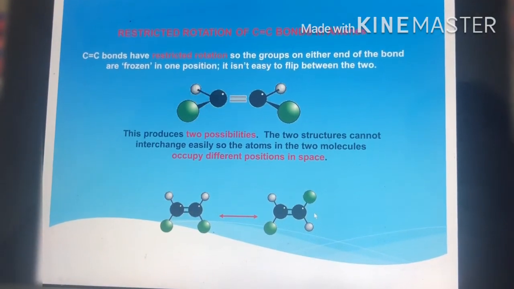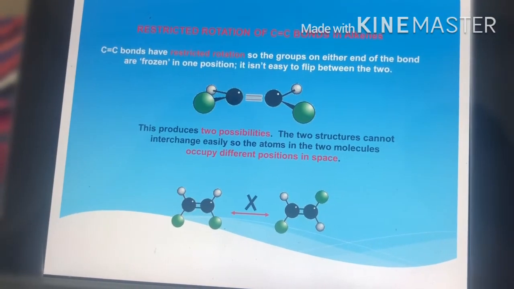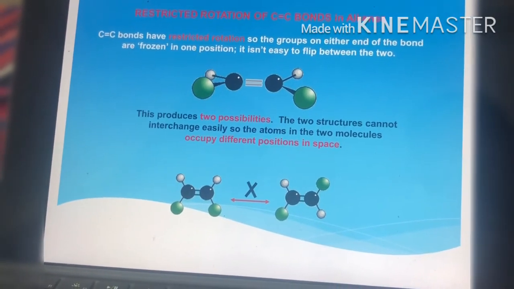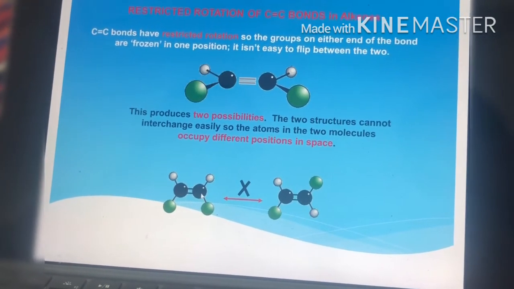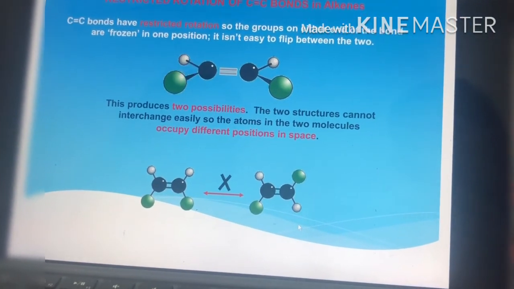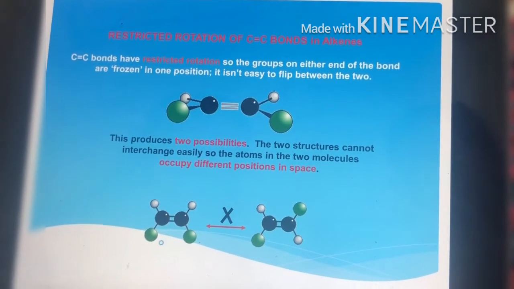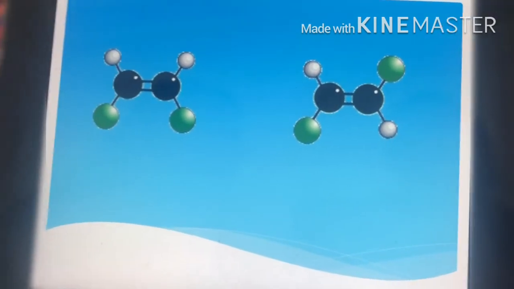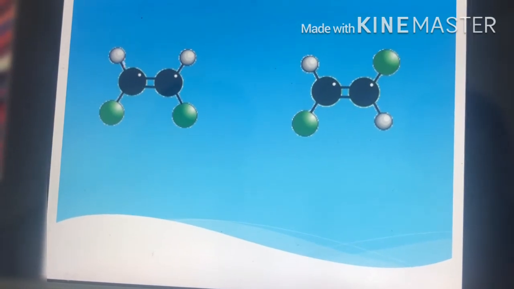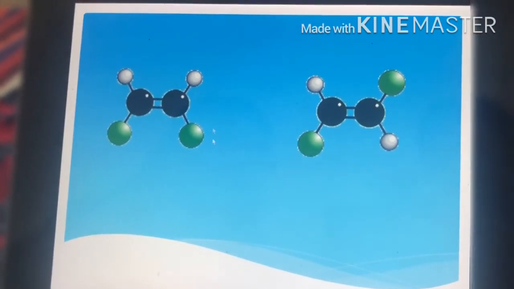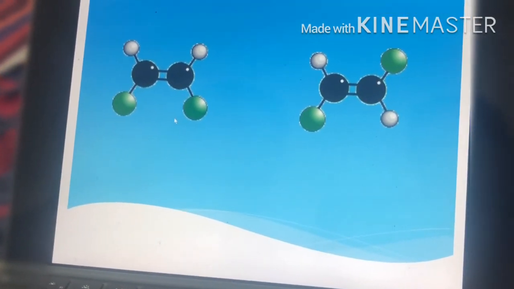They cannot interchange. So that will give two different compounds in terms of spatial, or three-dimensional, arrangement, because these bonds cannot easily flip between the two, as it requires a lot of energy which is not feasible. So we will get these two compounds in nature. Let us look here. Now we have two arrangements. When each carbon of the double bond has different atoms, this compound satisfies both conditions for a compound to show geometrical isomerism.